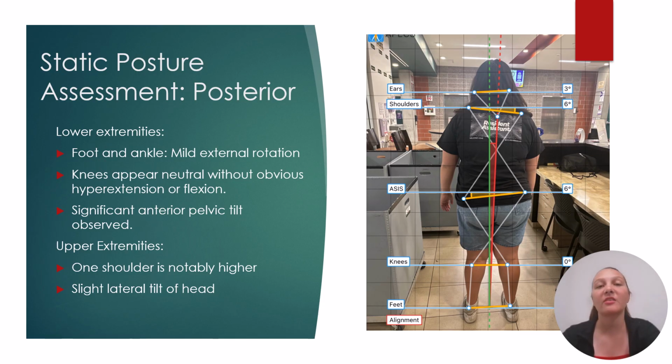And then finally, there's a slight lateral tilt of the head, indicating that there's some possible cervical spine imbalances and compensatory muscle tightness in the neck and shoulders.